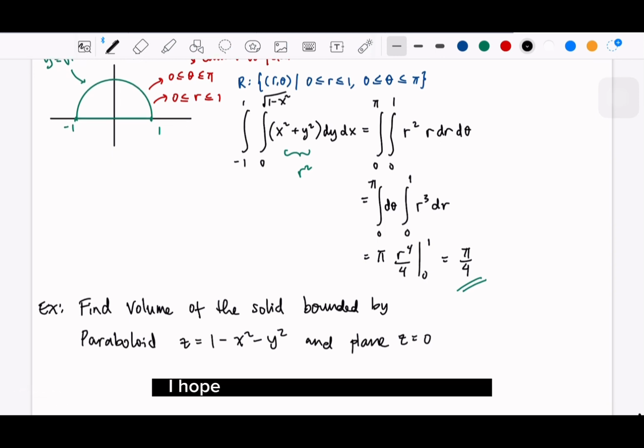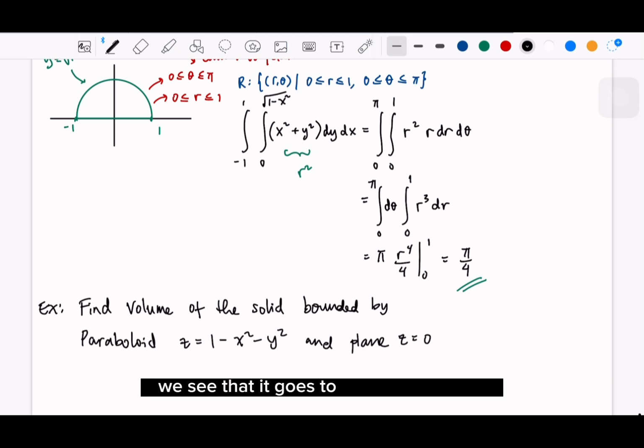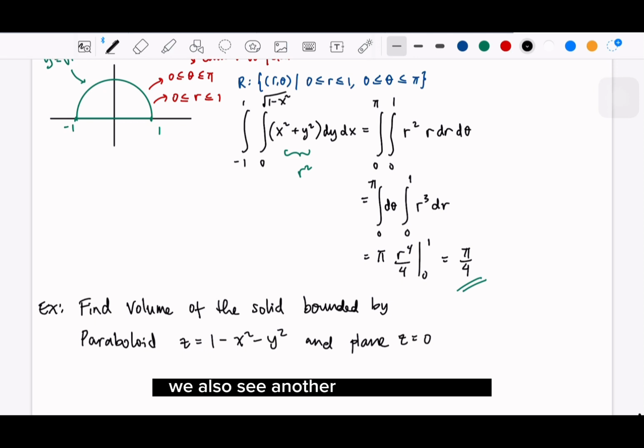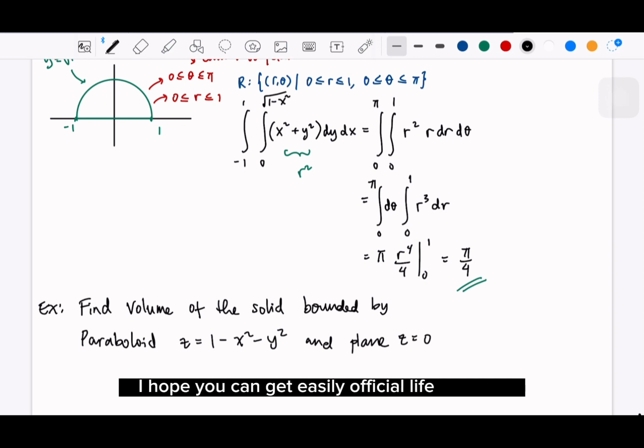So first, I hope you still remember what a paraboloid is. If not, we could trace it out here. We see that it intersects a circle with radius 1. If this is 0, we see a parabola. If this is 0, we also see another parabola. So we have a parabola like that, with the circle on the bottom. I hope you can easily visualize from that.